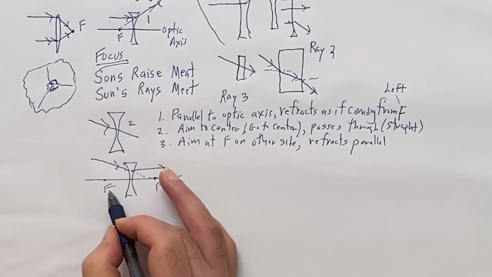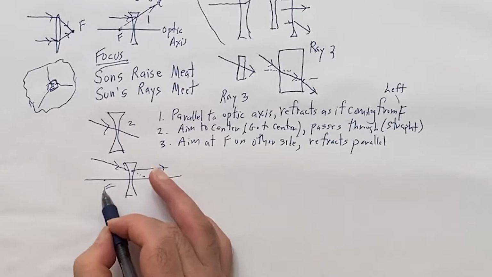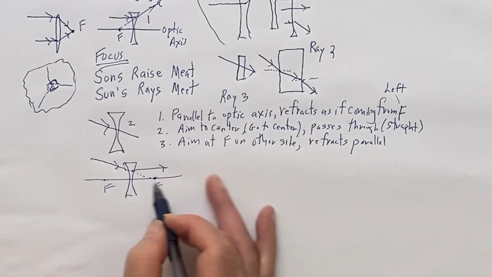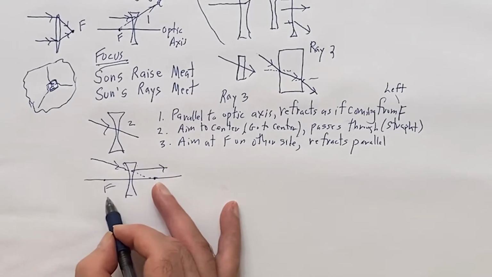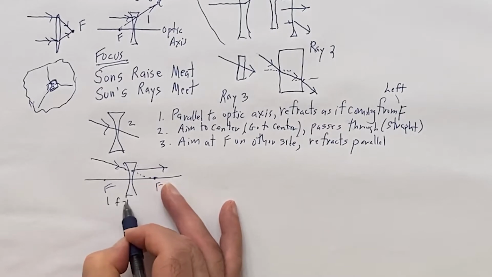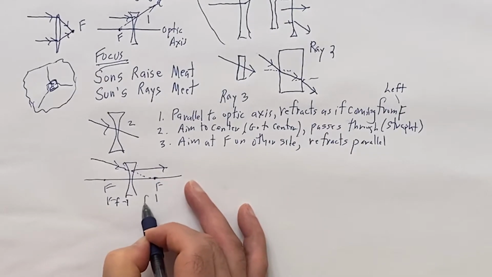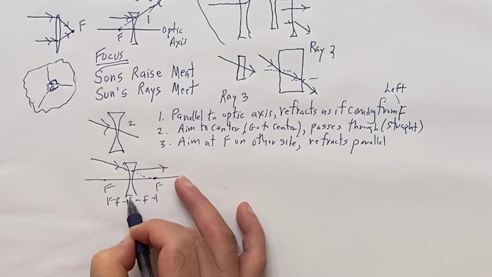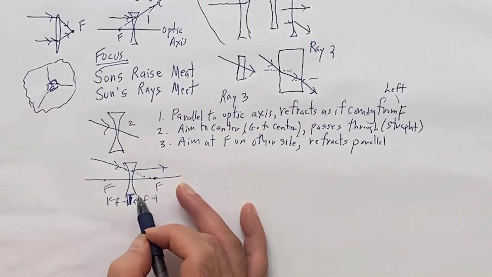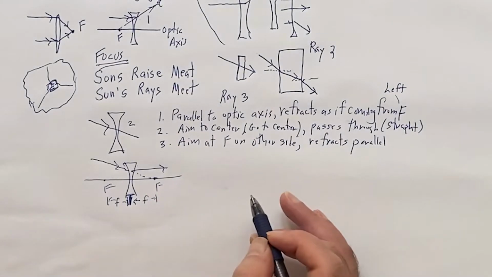Some books may call that F1, F2, some may call that F prime. I'm just going to call them F. They're going to be the same length. So it's a focal length here, focal length there. And later we'll see with thick lenses that won't be the case, that if you turn the lens around, you get different things happening.